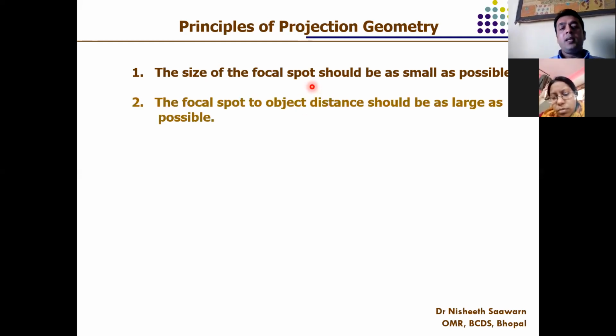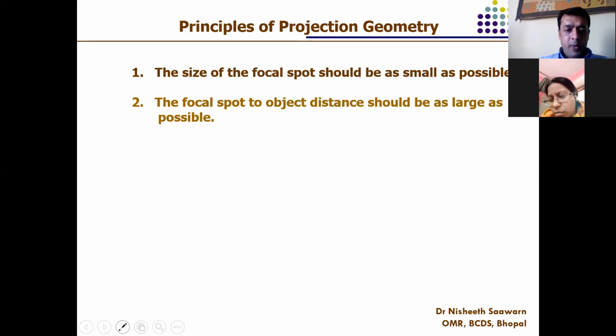Second, the focal spot to object distance should be as large as possible, meaning the distance from the source to the object has to be large. Why? Because I told you the X-rays are divergent, in the same way that light is divergent. Suppose I draw this as the source, and one ray goes like this and another goes like this. If I keep the film here, the rays will be divergent. But if I go to the farther end, the rays in the center will be parallel.